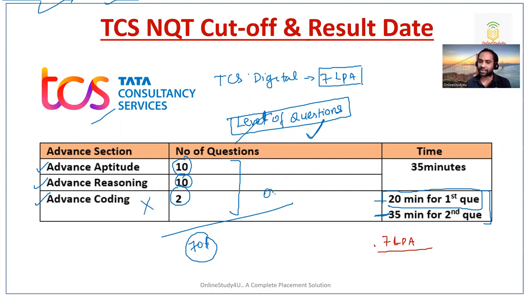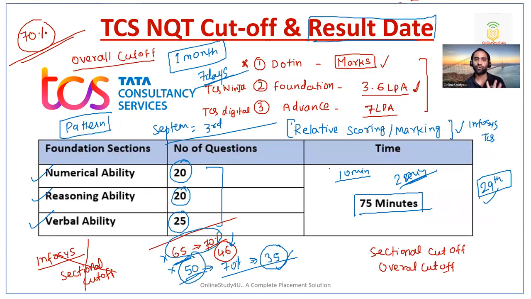Overall cutoff will be there here, not a sectional cutoff. You have to keep that in mind. Not like Infosys, where there is a sectional cutoff. And you will be able to expect your result within 1 month.